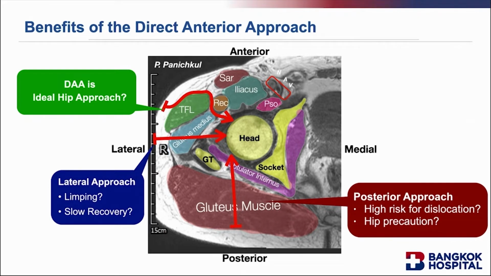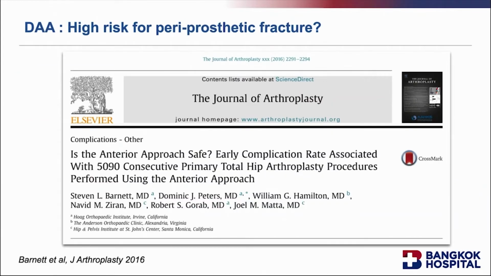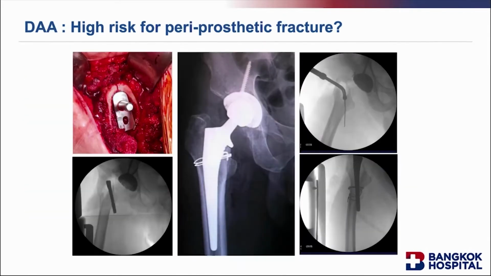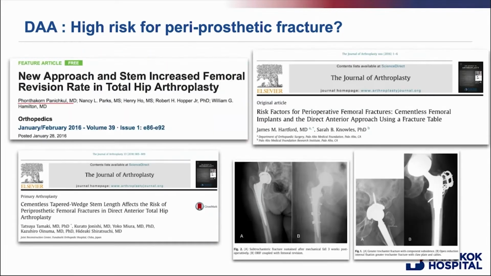However, the direct anterior approach has a high chance of periprosthetic fracture. This is the biggest series regarding the complications of the direct anterior approach, including 5,000 patients done by direct anterior approach experts in the United States. They found that the most common complications in the direct anterior approach are periprosthetic fractures, such as calcar fracture, greater trochanteric fracture, and femoral shaft fracture. These are examples of periprosthetic fracture in direct anterior. You can see this is the calcar crack and canal perforation.